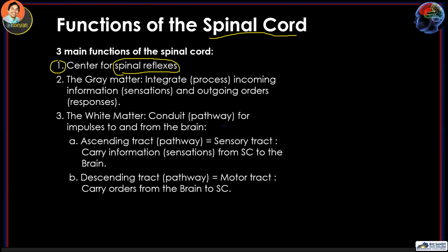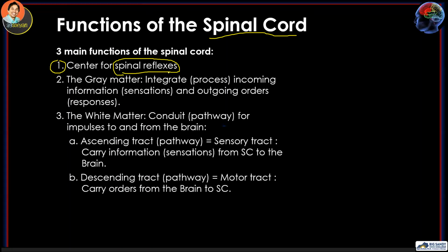Okay, so for example, if we step on a very sharp object, our receptor will receive that pain, and then it will be carried by the sensory neurons into the spinal cord. In the spinal cord, there is an interneuron that will process that information and give the order directly to the motor neurons. And the motor neurons will carry the order to the effector, which is our muscle. So we can contract our muscle and take our foot away from the sharp object.